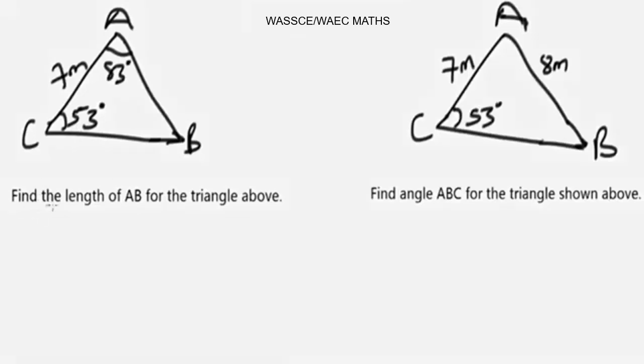The question says find the length of AB for the triangle above. So that means we are looking for this side. Now let's label the sides. This is our A, this is our B, and this is our C. The sides are opposite the angles.